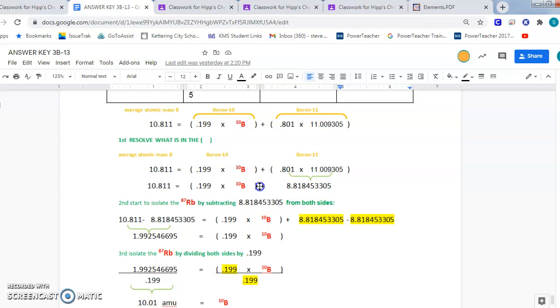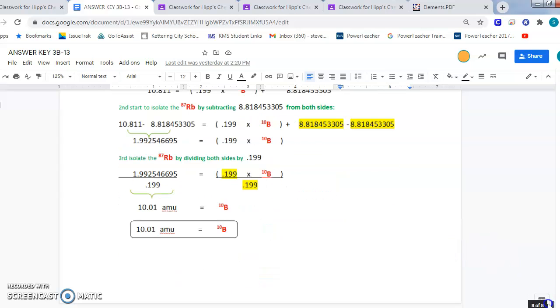So what do we do? Well, I have plus 8.818453305. How do I get rid of it off this side in my attempt to isolate this variable? Answer is subtract it from both sides. So I subtract 8.818453305 from this side, and I subtract it from this side. This minus this will cancel that out, leaving me with just what's inside the parentheses on that side. On this side, I can resolve 10.811 minus 8.818453305. You get 1.992546695. Now I'm ready for the next step.